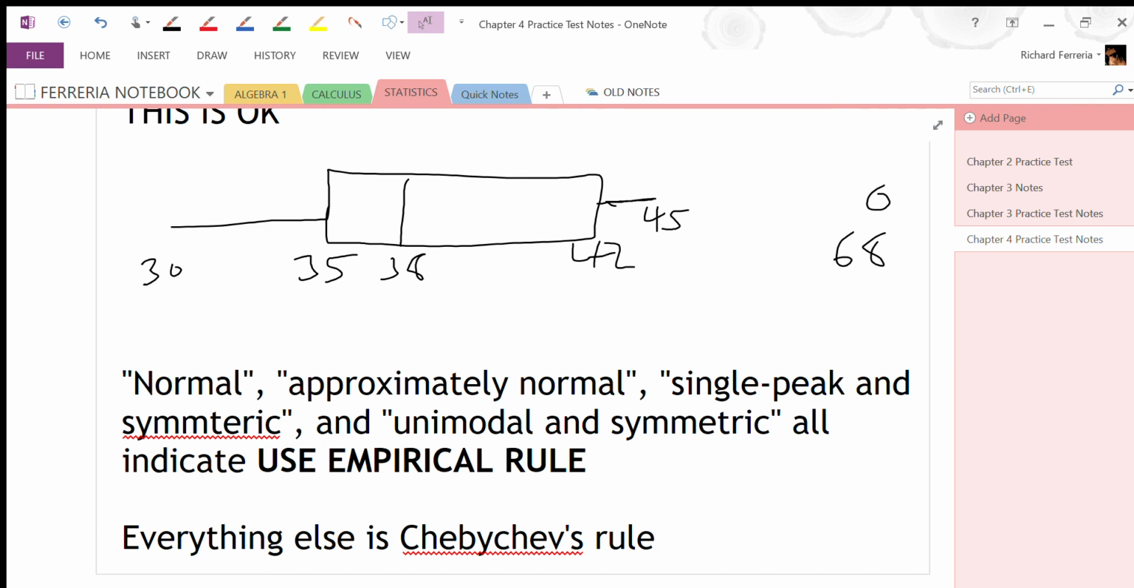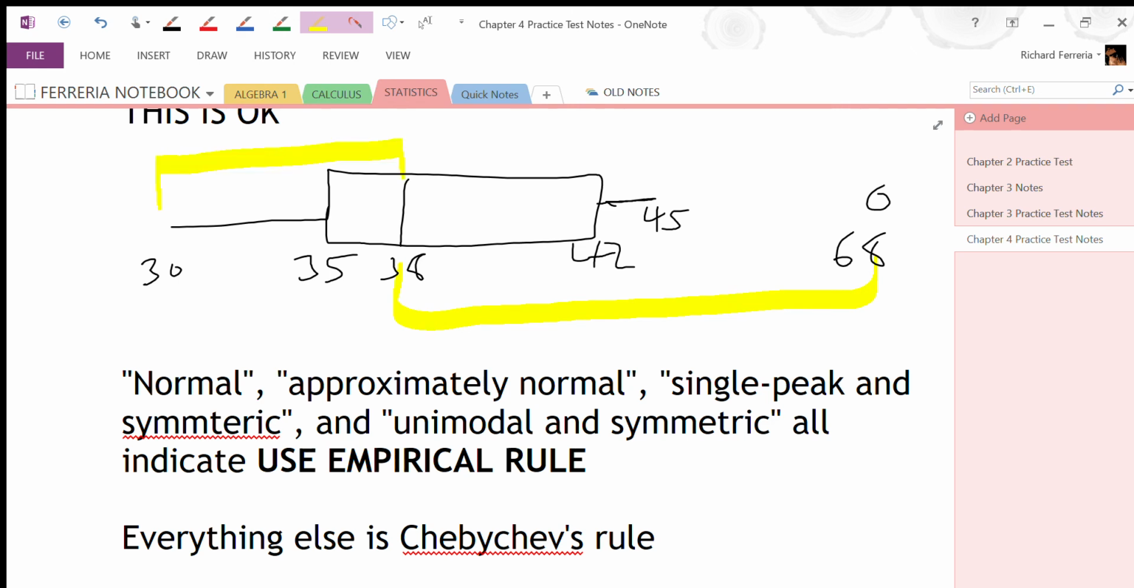On a box plot, let's look at this box plot right here. Notice that distance there versus this distance. Which one's longer? The right side. Right skew. The other way around would be left skew or negative skew. Including the outlier.